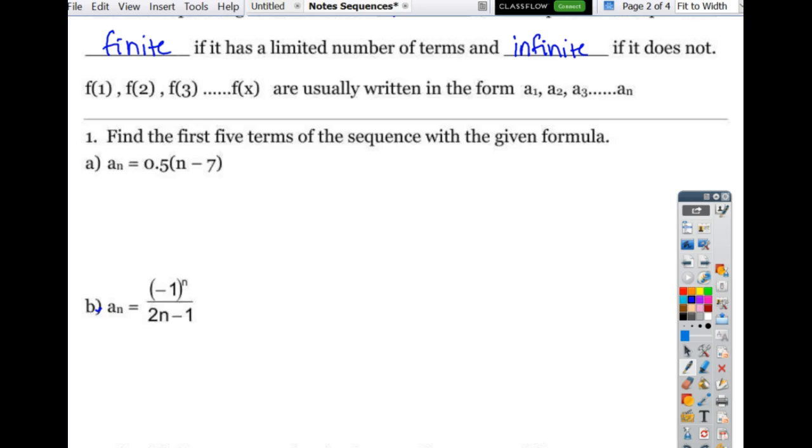So when I write the sequence, this is A sub n, and n is the number of terms. If I want the first 5 terms, I want A1, A2, A3, A4, and A5.